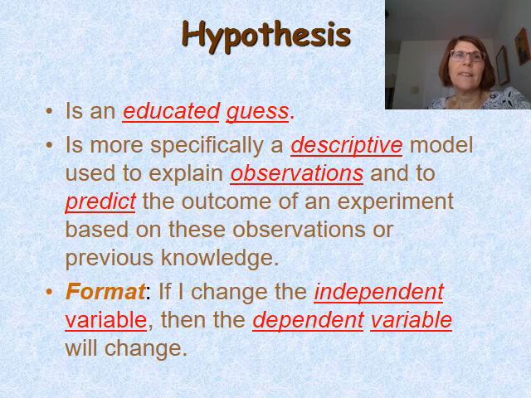So a hypothesis is an educated guess. Basically, we use observations to predict an outcome. For instance, we can see around this classroom that our lab benches are black, they're shiny, they're smooth. Those are some observations. The format is: if I change my independent variable, then the dependent variable will change.